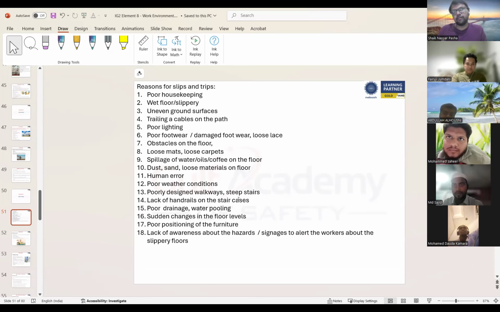So what's happening when you are bringing coffee, tea, water or cold carbonated drinks onto your desk? If you're working and you don't concentrate, by mistake these drinks could spill on the floor. Even that could result in slips in the workplace. So never allow eating and drinking in the workplaces. Am I clear? Yes, sir. So these are the reasons why there could be slips and trips.